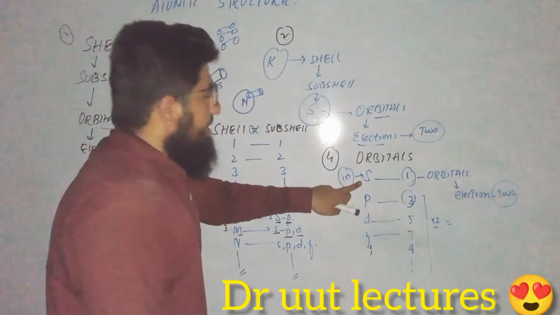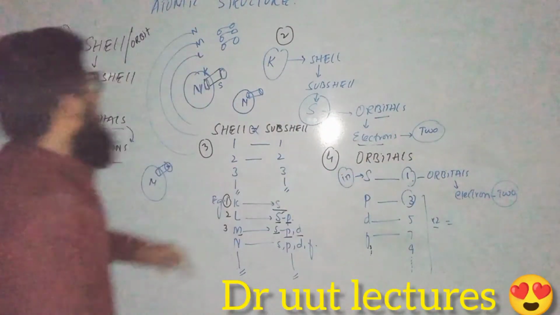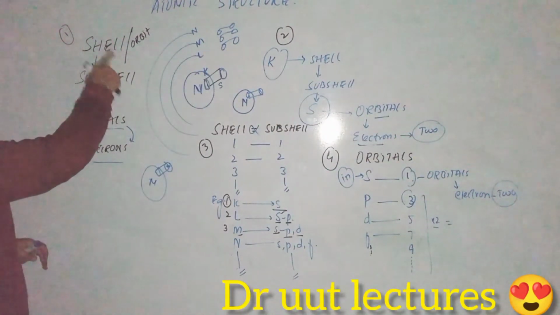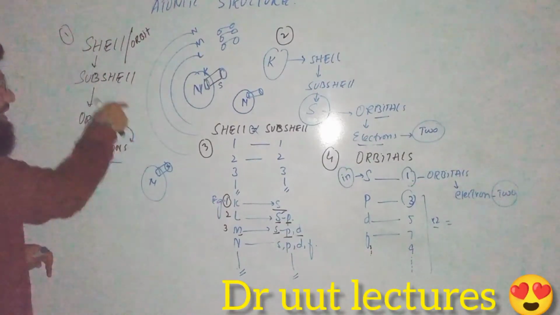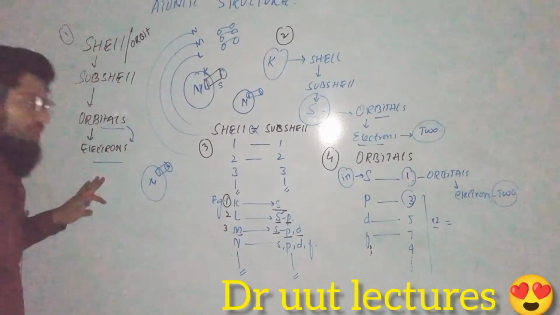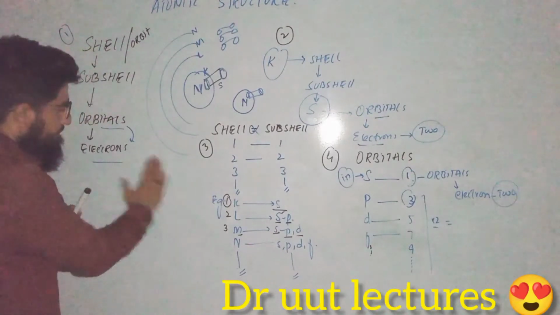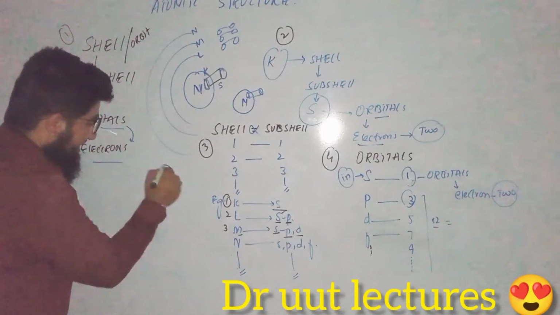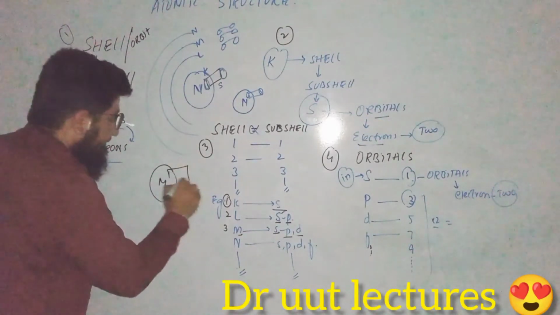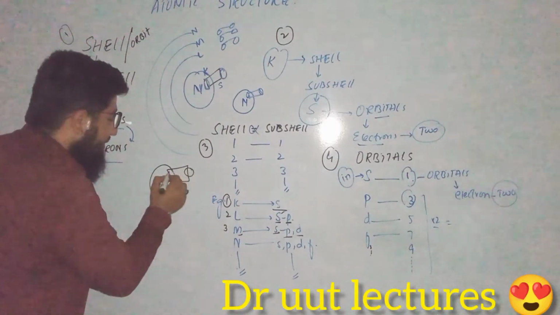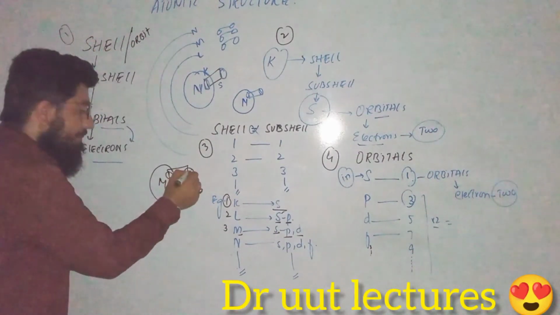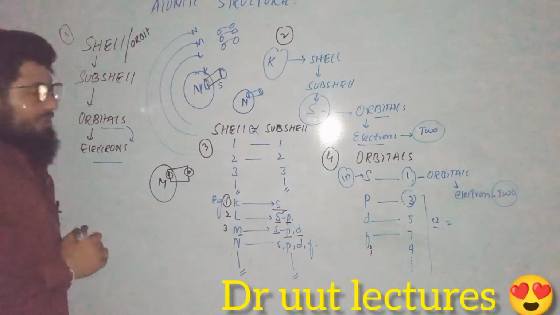Now in each subshell we have what? Orbitals. I told you we have shell, in shell we have subshell, in subshell we have orbitals, and in the orbitals we have electrons. Once again, we have nucleus, we have shell, then subshell, and then orbitals in which there are electrons. I hope you're getting the point.